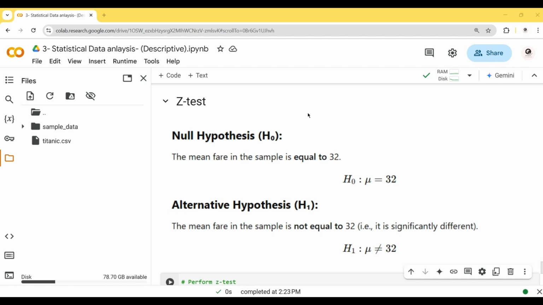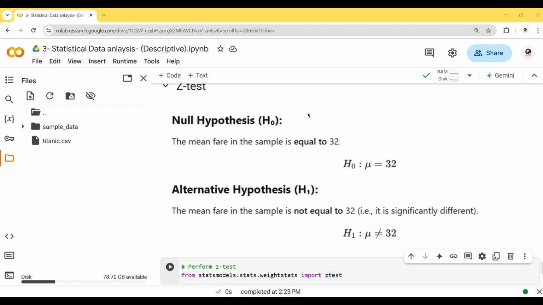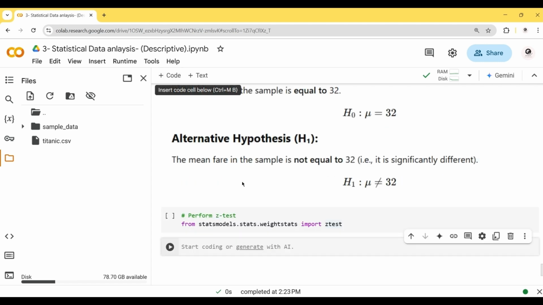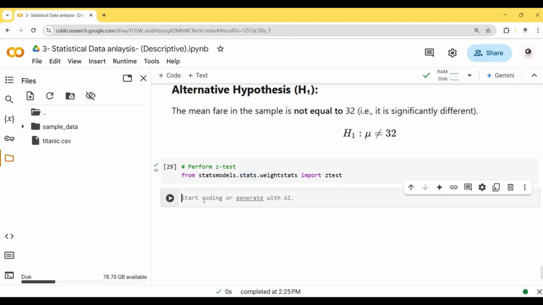Next, I am going to talk about the z-test practical. Here my null hypothesis is that the mean fare of the sample is equal to 32, and the alternate hypothesis is that the mean fare of the sample is not equal to 32. In order to implement this, I am going to import the libraries: from statsmodels.stats.weightstats import ztest. It will return two things. The first is the z statistic, and the second is the p-value.